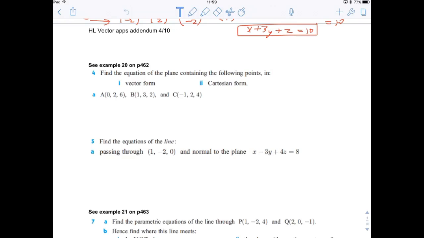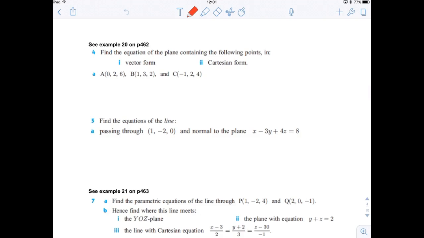Page 4 of Vector Apps Addendum. Number 4, find the equation of the plane containing the following points in vector form and in Cartesian form. Well, in order to find Cartesian form, you first need to find vector form anyway. So let's go ahead and do vector form first.